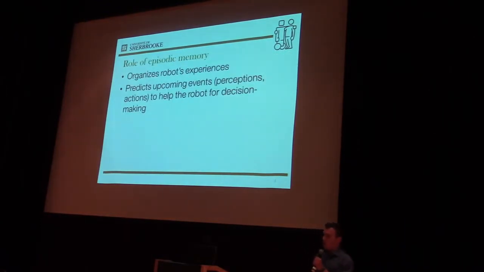And so how will the episodic memory help going towards these goals? The role of episodic memory is to organize the robot's experiences from its own perspective. So the robot will be able to recognize similar situations, and if that occurs, it can adapt its behavior and change its decision making based on its past experiences.